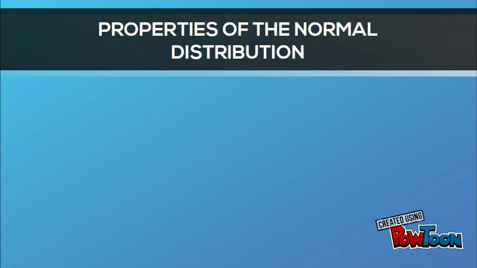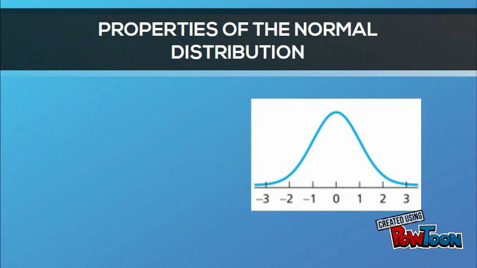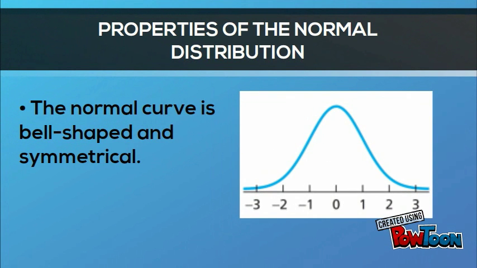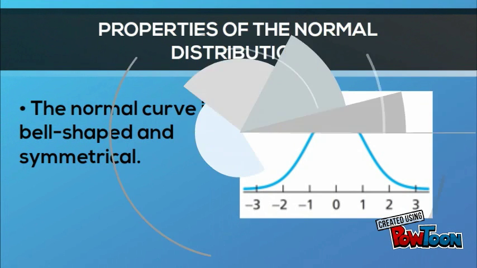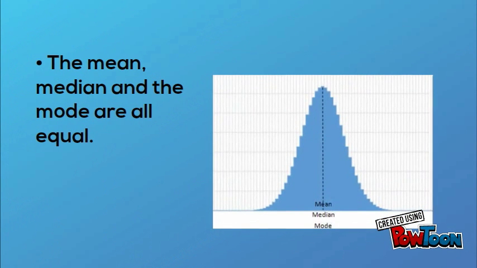Next, we will be talking about the different properties of the normal distribution. The first property of the normal distribution is that the normal curve is bell-shaped and symmetrical. The second property is that the mean, median, and the mode are all equal. This is because the shape of the data is symmetrical with one peak. We will only be referring to this peak as the mean. This value divides the data in half.